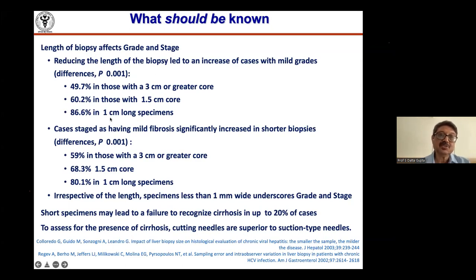And reducing the length actually led to more grading which is milder than it's more severe. So therefore, a smaller biopsy will give you a milder grade, and that's why it affects the therapy. Same thing happens to staging. You can miss cirrhosis and other things. And in smaller biopsies, up to 20%, you may say it's not cirrhosis when there is cirrhosis.